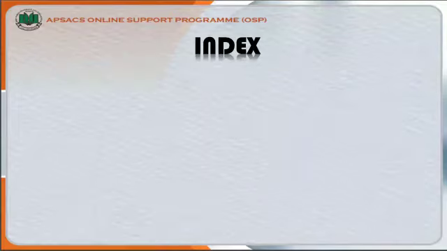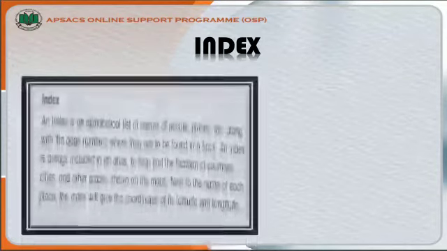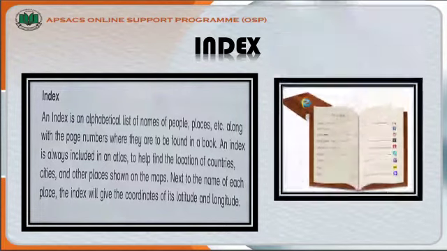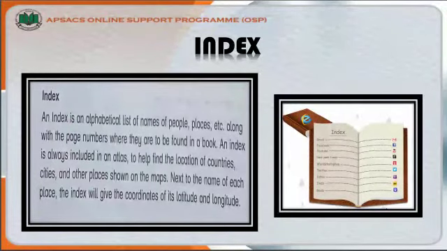Move on to this slide about index. An index is an alphabetical list of names of people, places, etc., along with the page number where they are to be found in a book. An index is always included in an atlas to help find location of countries, cities, and other places shown on the maps. Next to the name of each place, the index will give the coordinates to its latitude and longitude.